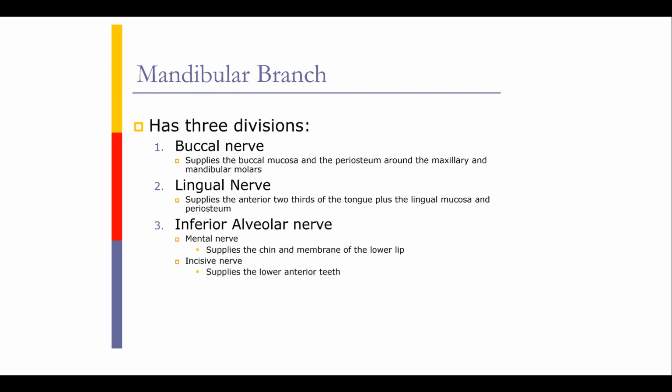So here is a review of the mandibular branch. Again, it has 3 divisions: the buccal nerve that supplies the buccal mucosa and periosteum around the maxillary and mandibular molars, the lingual nerve that supplies the anterior 2/3 of the tongue and the lingual mucosa and periosteum, and then the inferior alveolar nerve. And the 2 branches off of that you need to know are the mental nerve and the incisive nerve, both of which go to the chin area.